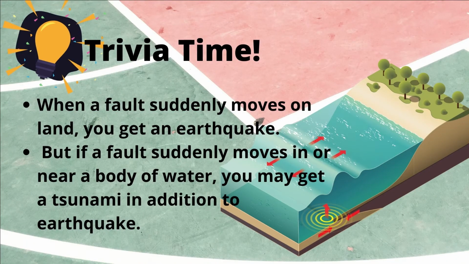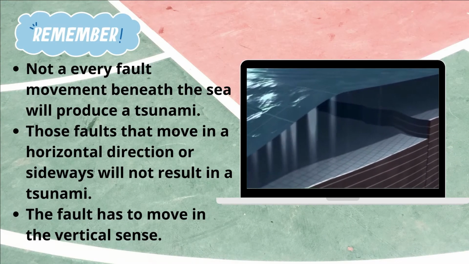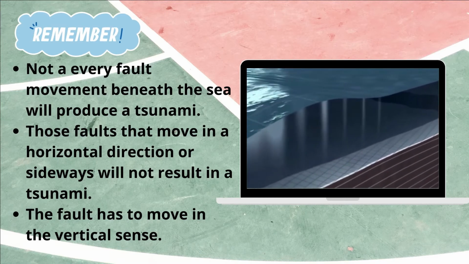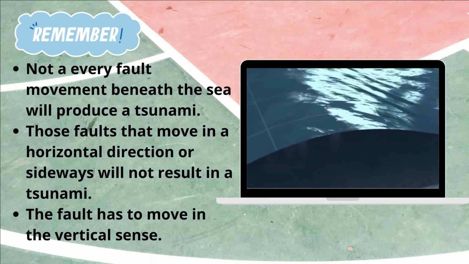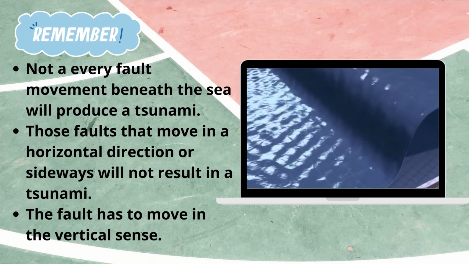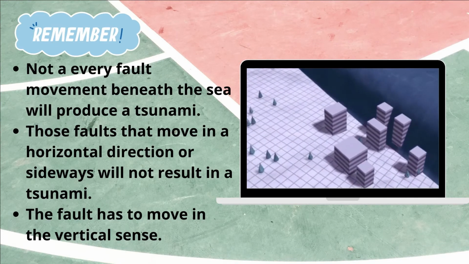Trivia time! When a fault suddenly moves on land, you get an earthquake. But if a fault suddenly moves in or near a body of water, you may get a tsunami in addition to earthquake. Sa madaling salita, kapag ang fault na nasa ilalim ng tubig o sa karagatan ay gumalaw, maaaring magkaroon ng tinatawag na tsunami. But remember, not every fault movement beneath the sea will produce a tsunami. Tandaan, hindi lahat ng paggalaw ng fault sa ilalim ng dagat ay makakalikha ng tsunami. The fault has to move in vertical sense kagaya na makikita nyo sa video.